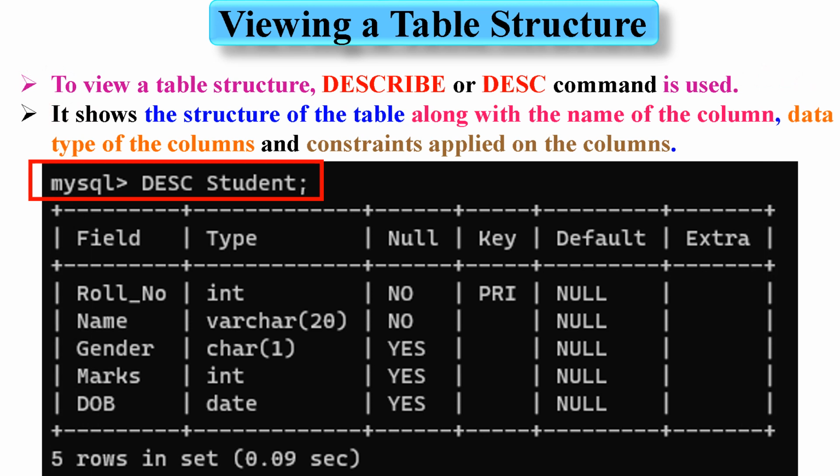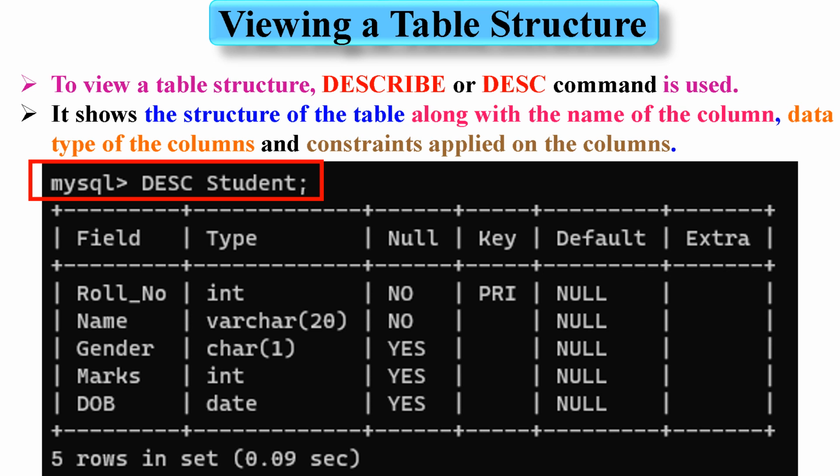Let's learn how to view a table structure. To view a table structure, the describe or desc command is used. It shows the structure of the table along with the name of the columns, the data type of the columns, and constraints applied on the columns. Now, look at the practical example.